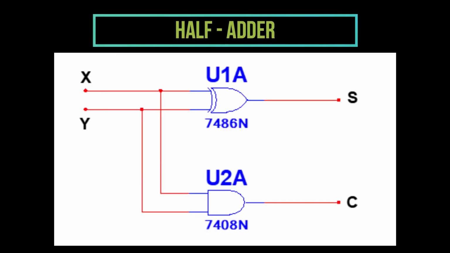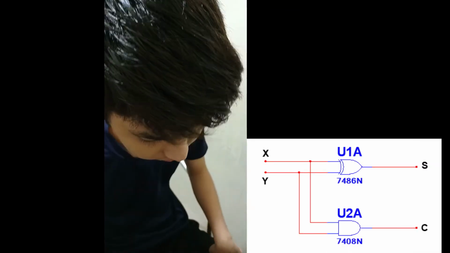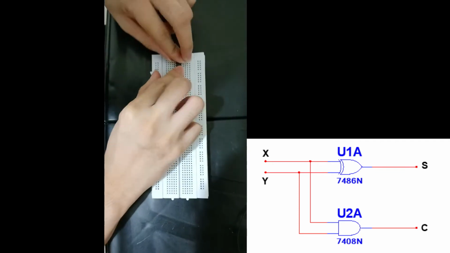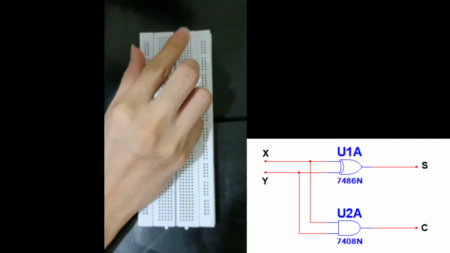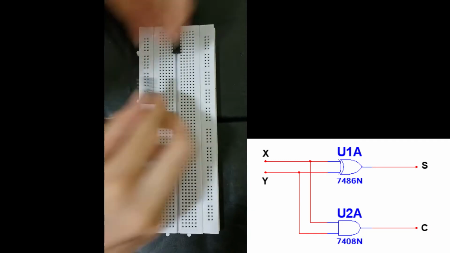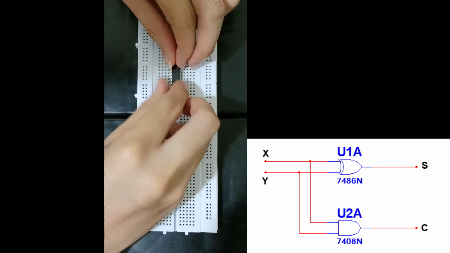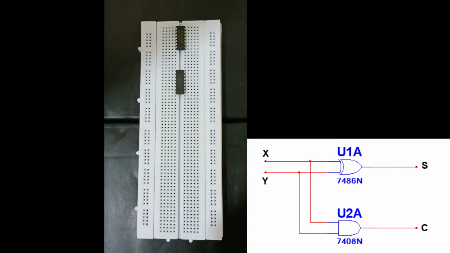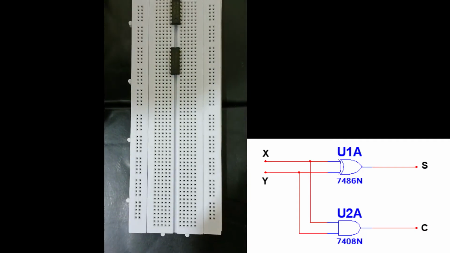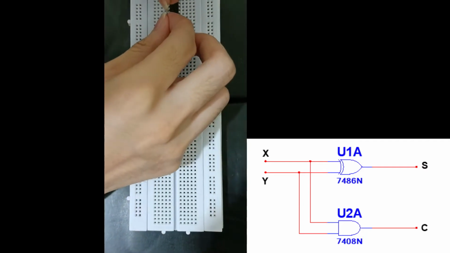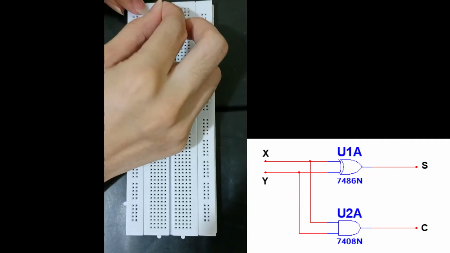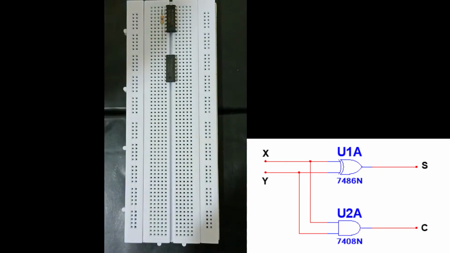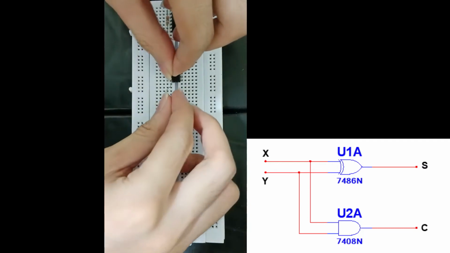Half-adder. For the half-adder circuit, we will be using the 7486 XOR gate and 7408 AND gate. We will be connecting the two resistors to the third pin of each IC, followed by the LED connected in series.